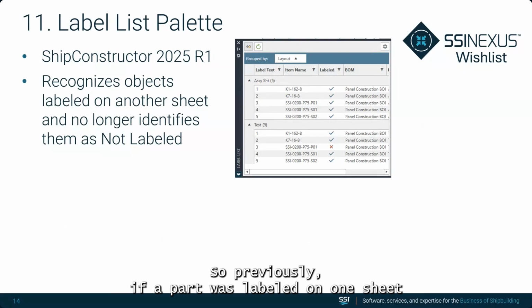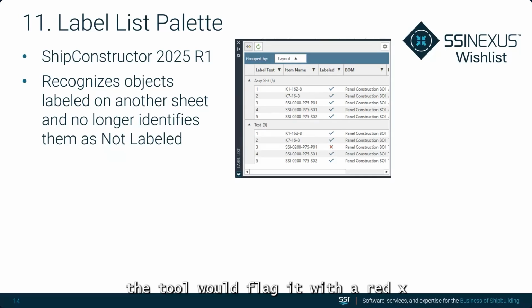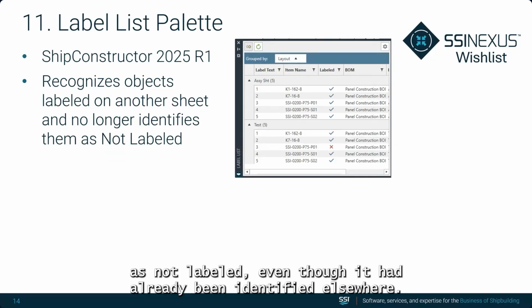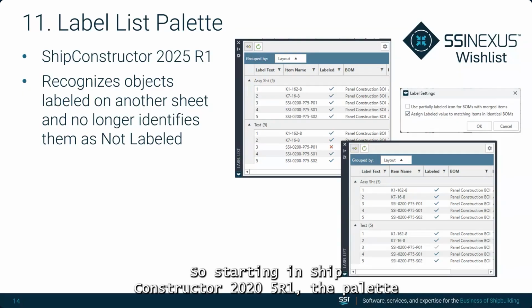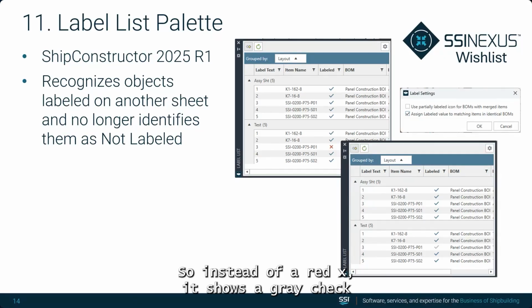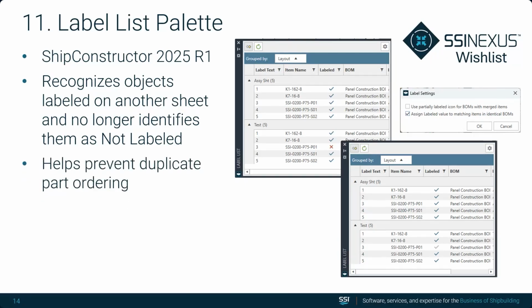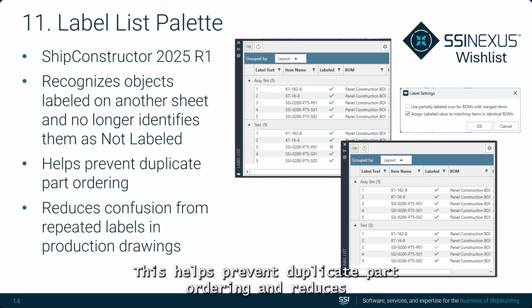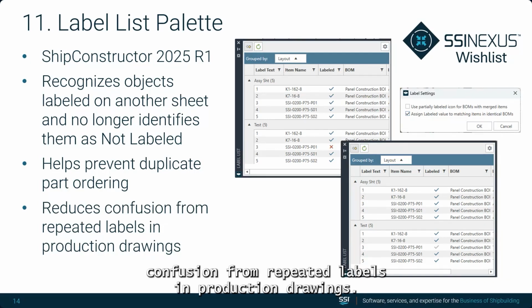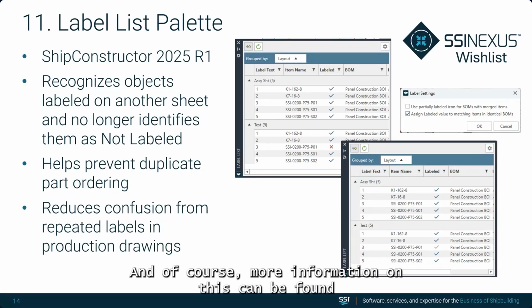So previously, if a part was labeled on one sheet but appeared on another sheet without a label, the tool would flag it with a red X as not labeled, even though it had already been identified elsewhere. So starting in ShipConstructor 2025 R1, the palette now recognizes when an object has been labeled on another sheet. So instead of a red X, it shows a gray check to indicate that the label exists somewhere else. This helps prevent duplicate part ordering and reduces confusion from repeated labels in production drawings. And of course, more information on this can be found on Nexus as well.